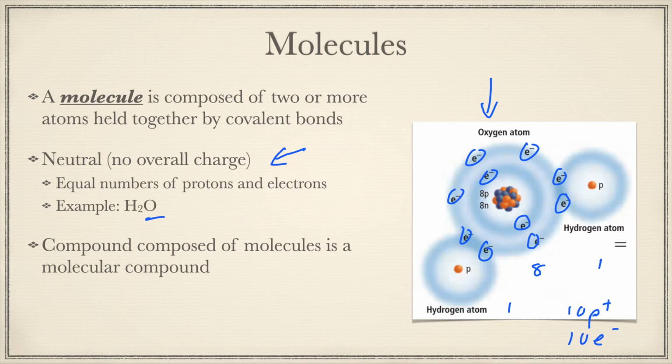Now, a compound composed of molecules is a molecular compound. Remember, a compound is made of 2 or more elements. So if I have 2 or more elements that are held together by covalent bonds, producing molecules, then I have a molecular compound.